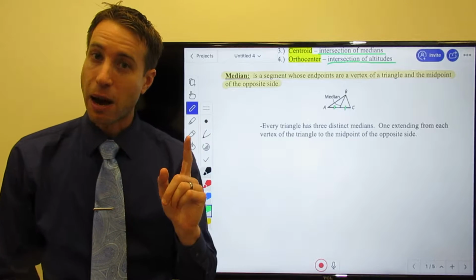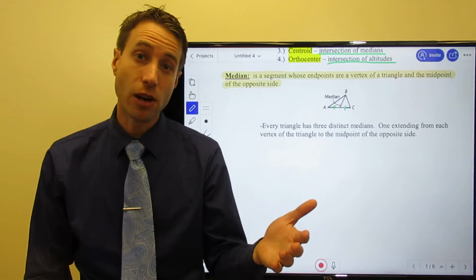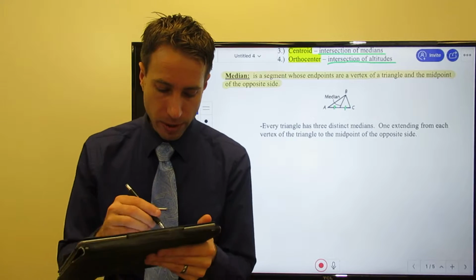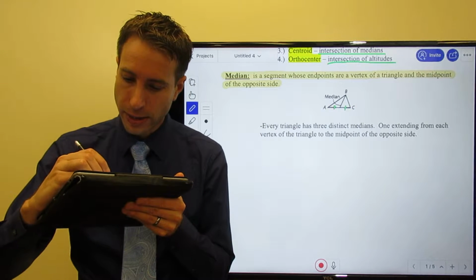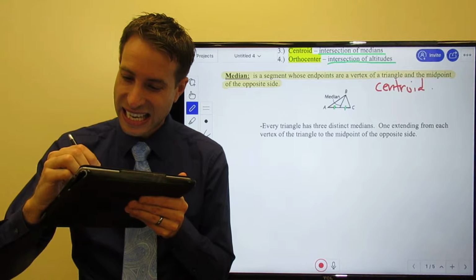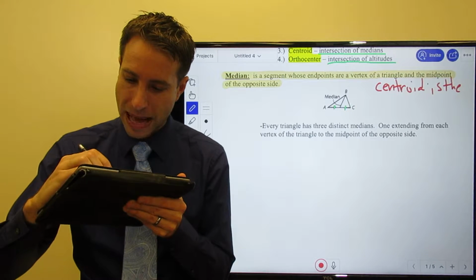Now, like we said up in the objectives and even our essential question, why is the centroid important? Well, the centroid is the balance point.